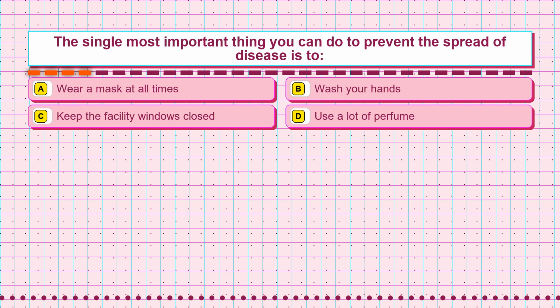Question 99. The single most important thing you can do to prevent the spread of disease is to: Option A. Wear a mask at all times. Option B. Wash your hands. Option C. Keep the facility windows closed. Option D. Use a lot of perfume.